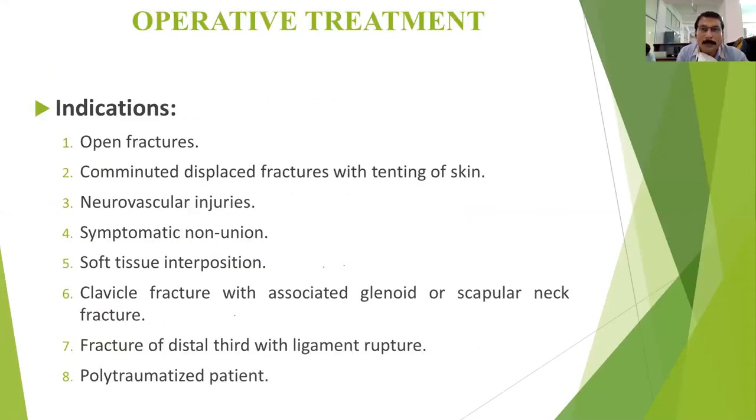So in a situation where conservative treatment fails, on certain occasions you may need to go for operation. What type of operation? We'll talk. But what are the conditions where you need to do operation? Open fractures, comminuted fractures, neurovascular injuries, symptomatic non-union, soft tissue interposition, clavicle fracture with glenoid and scapular fracture where there are more fractures around.